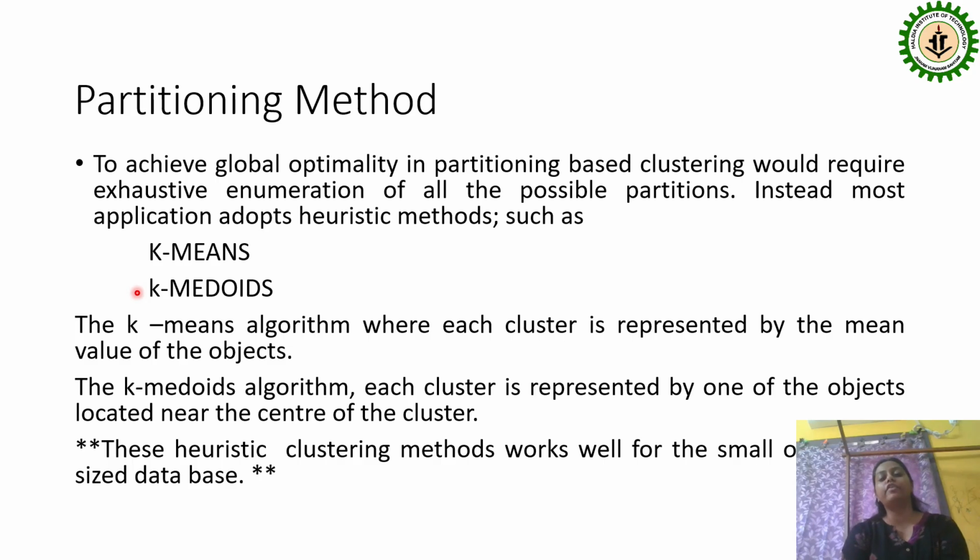Now, the K-means algorithm, where each cluster is represented by the mean value of the objects. That means whenever we consider the center, the center relies on the mean of the object values. Similarly, for the K-medoid algorithm, which will be discussed in the next class probably, each cluster is represented by one of the objects located near the center of the cluster. Now, these two methods are the heuristic methods.